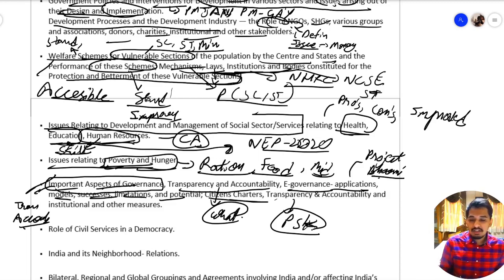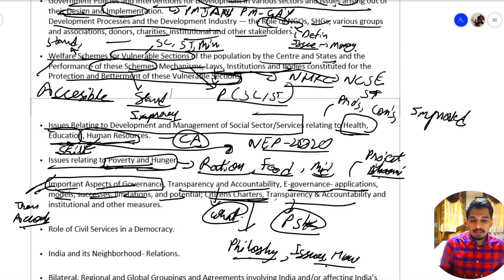Then we have Citizen Charter. In Citizen Charter, you should know about the philosophy of Citizen Charter. What is its philosophy in the first place? What are its issues and how can it be improved? Then we have transparency and accountability and institutional measures to ensure it. In this, we will have RTI, CAG. Then we have social audit. So these are the institutional measures which ensure transparency and accountability.